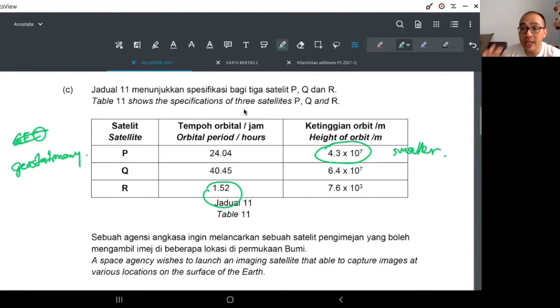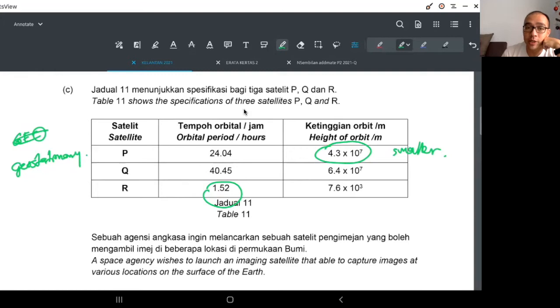Okay, you want to be as near as possible to the Earth. Of course, without crashing into the Earth, but you want to be as near as possible so that you can take clearer pictures. But now, if you look at our analysis, this presents a problem.